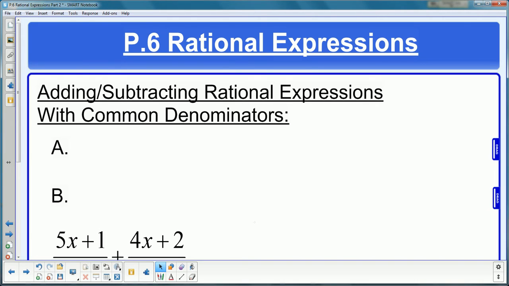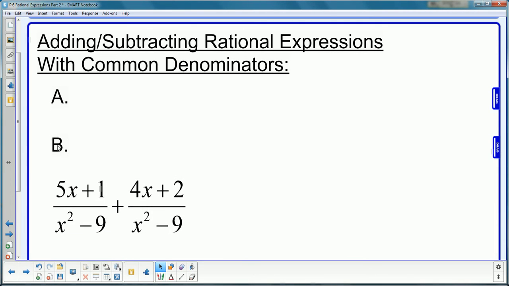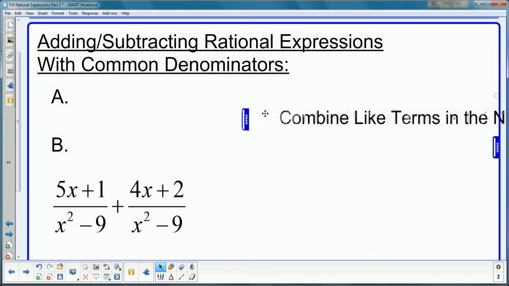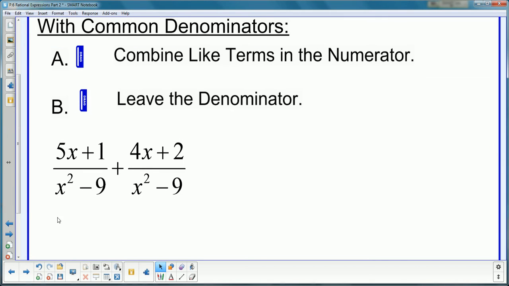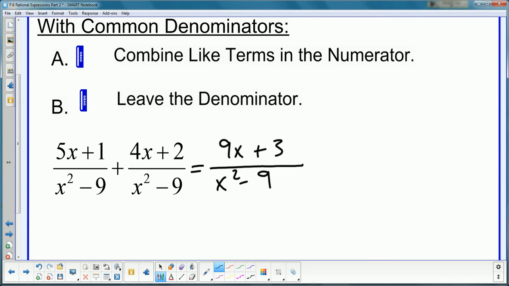So jumping into it, if we are going to add and subtract rational expressions when they do have common denominators, first thing we're going to do is just combine like terms in the numerator, leave the denominator alone, just like you would normally do with a fraction. So in this case, we can combine like terms since our denominators are the same. In the numerator, 5x and 4x is going to give us 9x, 1 and 2 is going to give us 3, and then leave your denominator alone. Now you also will want to be careful to make sure there isn't anything that can cancel out, and in this case there won't be anything that can cancel out. So this one we are done.